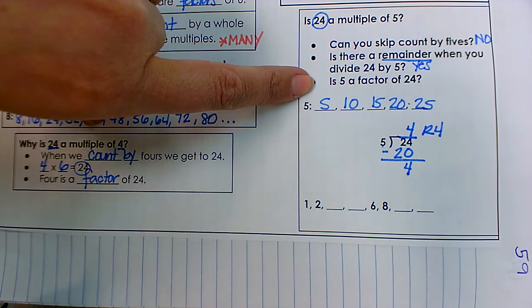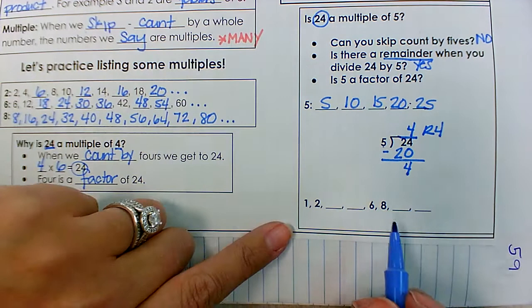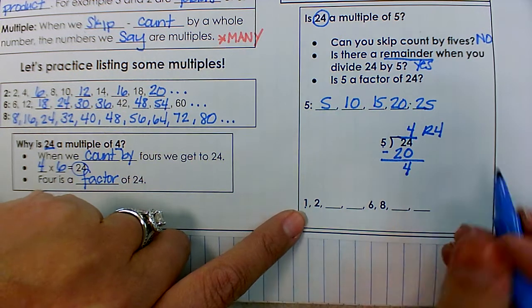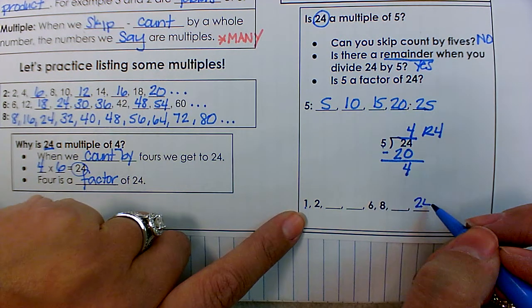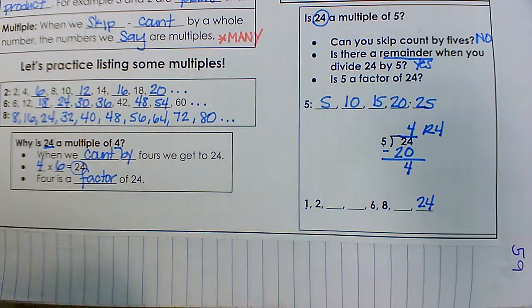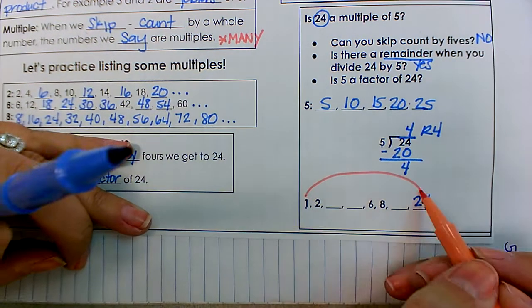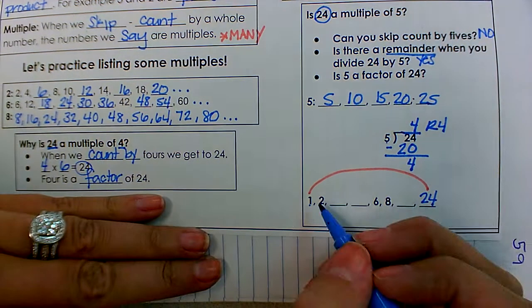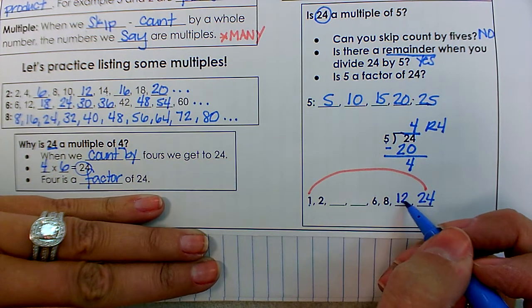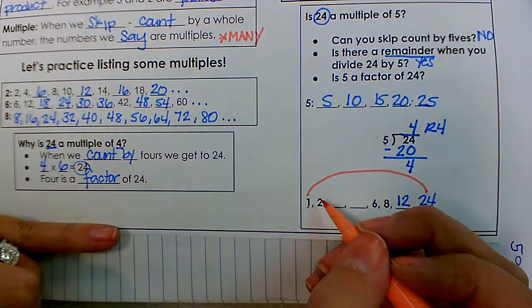The last question I ask is 5 a factor of 24? So this is where I want to use my factor rainbow. So 1 times 24. And I'm going to put my rainbow there from 1 to 24. 2 times 12 equals 24.